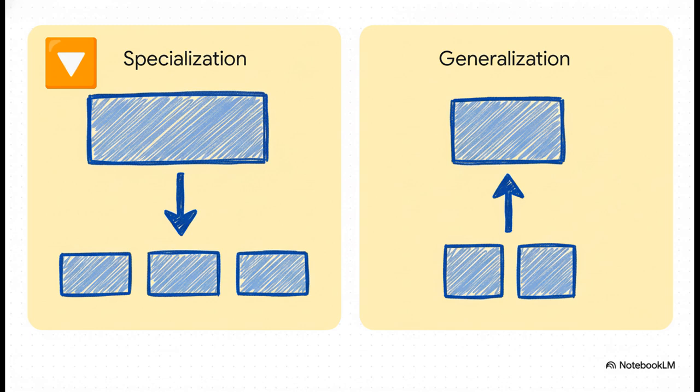Generalization is just the flip side. It's bottom-up. You notice you've got these separate things, like a car and a truck, that actually share a lot of the same attributes. So you group them together under a general vehicle parent. It just makes your model so much cleaner.